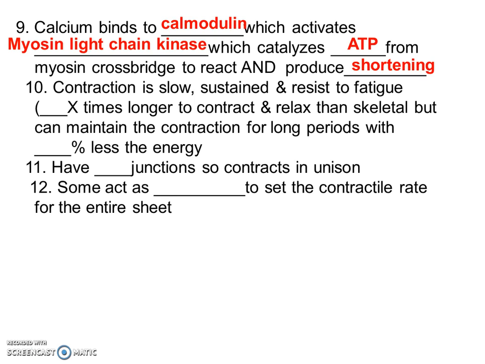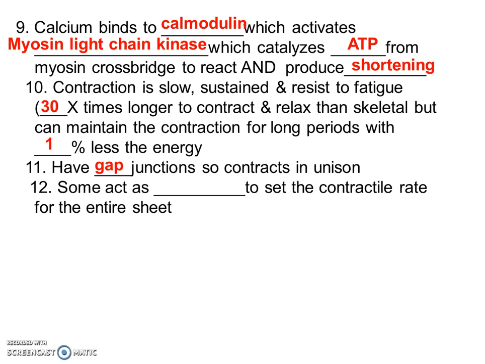Now, the contraction in smooth muscle compared to skeletal muscle is slow, and it's sustained, and it's resistant to fatigue. It can contract 30 times longer than a skeletal muscle. So it contracts over long periods of time, and it uses 1% less energy.